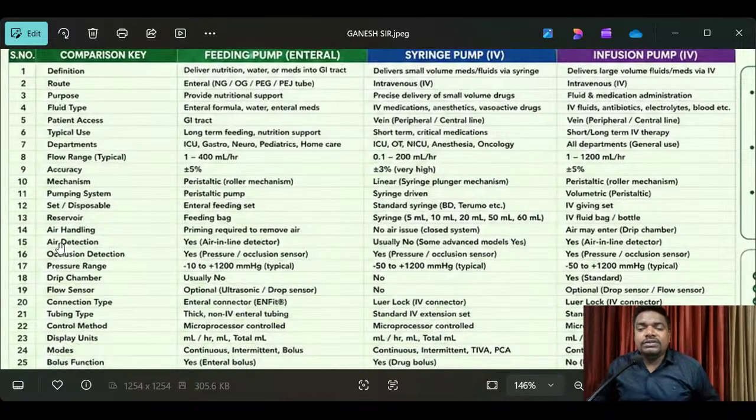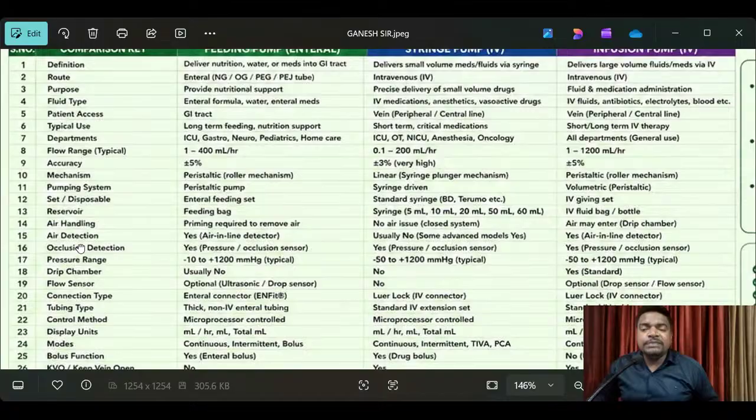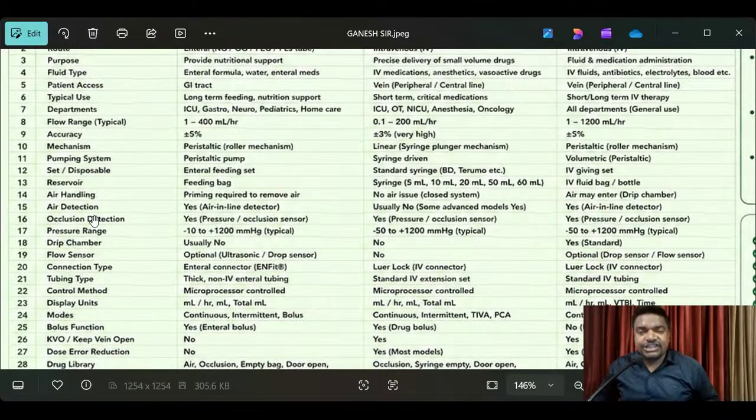Okay, now the air handling, all types of comparisons completed. That was the 14th point. Now come to the 15th point here, air detection. This is very important. Try to keep it in your mind. Come to the 15 points here, the comparison key. So I'm talking about the comparison key, right?